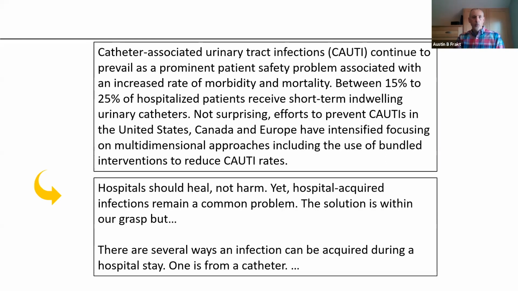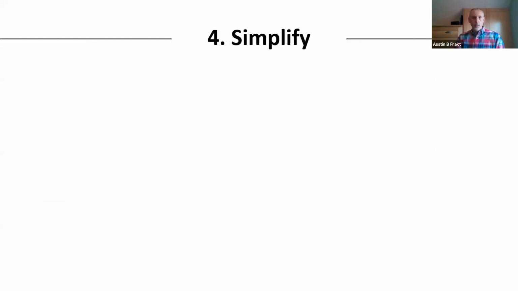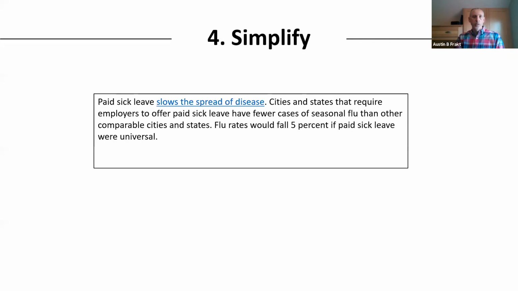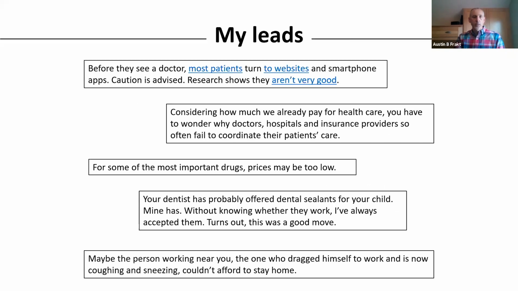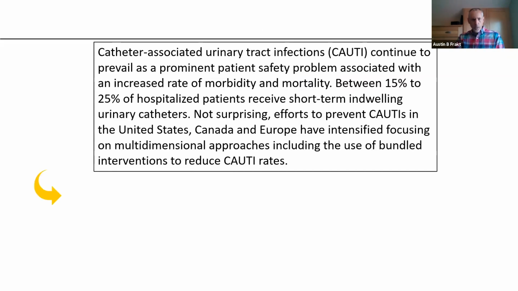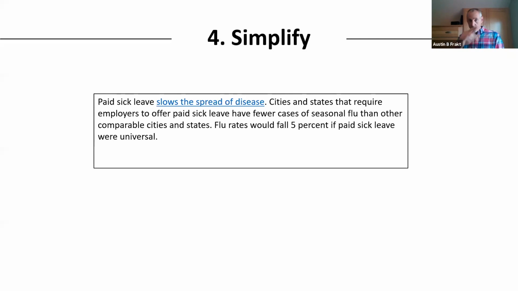Okay, so I will get back to leads later. I want to talk about simplification, and this will get at the numbers thing I talked about earlier. So let me read you something else I wrote. This is after, I gave you this lead at the bottom: maybe the person working near you wants to drag himself to work, blah, blah, blah, couldn't afford to stay home. Okay, that was a lead in an Upshot post. And then I think the next paragraph is this.